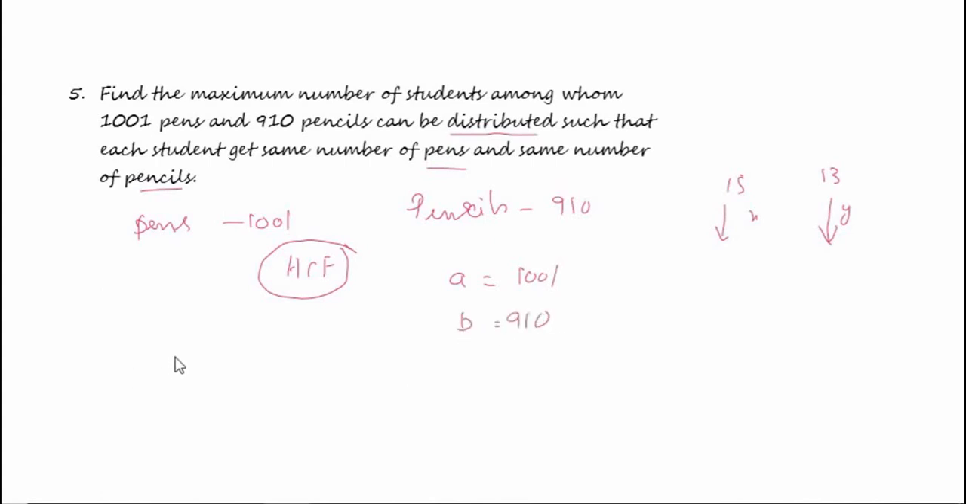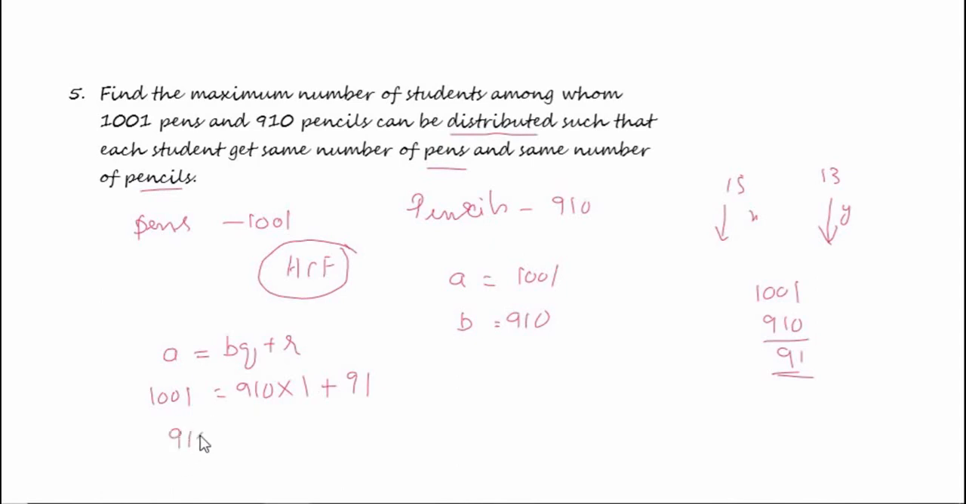So now you have to write A equal to BQ plus R. 1001 equal to 910. Of course, it will go only once here. So let us find out the remainder R here. 1001 minus 910 gives 91. So remainder is 91. The remainder is not 0, so 910 is not the HCF. Now let us go to the next step.